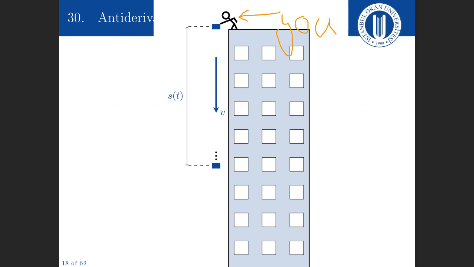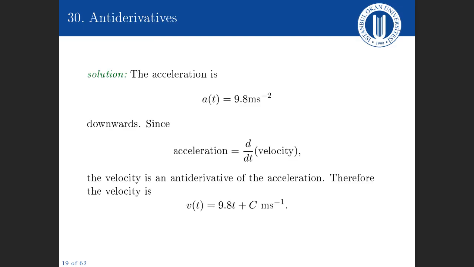And you're dropping a box off the edge of this building, and the box is going to fall straight down, and it's going to accelerate due to gravity. The distance the box has fallen we're going to call s of t, and the velocity of the box we're going to call v. The question tells us that the acceleration is 9.8 meters per second squared.